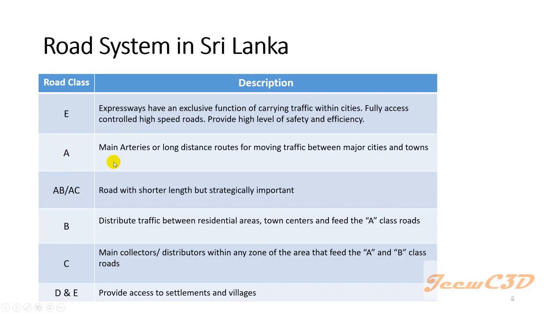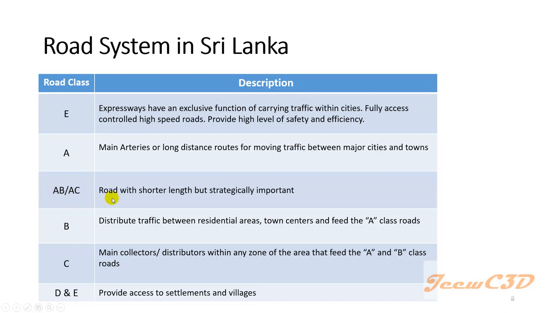When you go to A-class roads, there is still high mobility most of the time, but it is less compared to expressways. Mobility is less compared to expressways, but accessibility is high. So going down, you will see the mobility decreases, but the accessibility increases. So A-class roads are mainly the roads within two provinces. Then B-class roads are the roads within a province, major roads within a province.